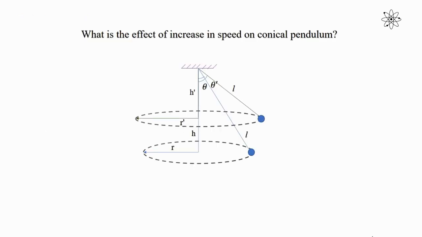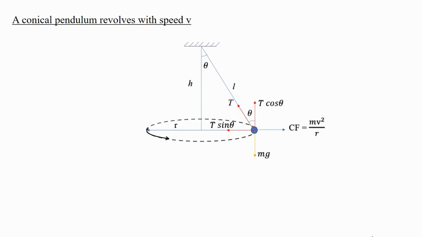Now, students, let's understand the effect of an increase in speed on the conical pendulum. In the given diagram, you can see, students, the same pendulum describes different cones. Why this is happening, let's understand. For the understanding, let's consider a conical pendulum revolving with the speed v. Here in the diagram, you can see the different forces acting on the bob.